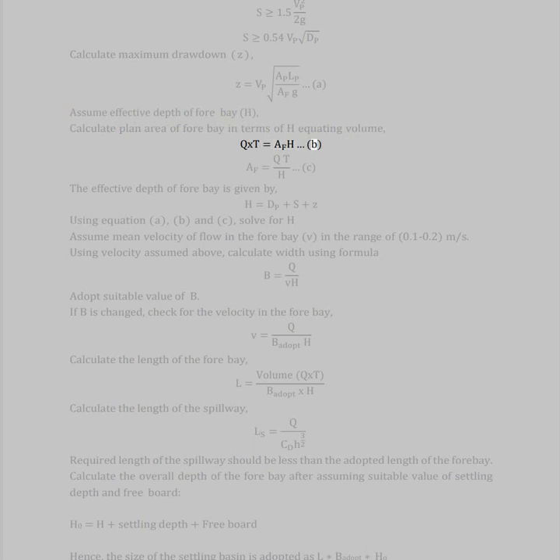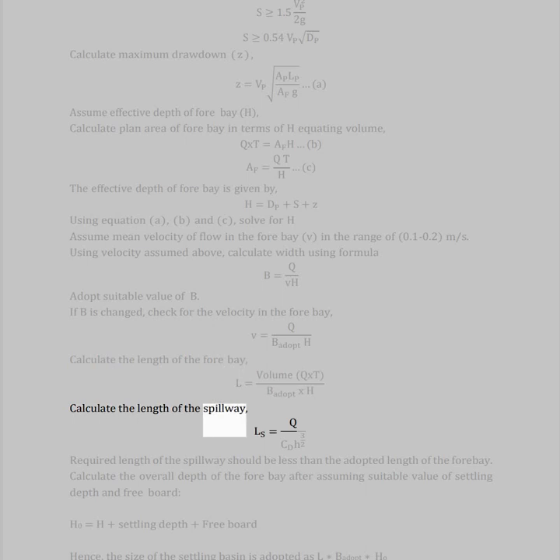A equals QT/H. The effective depth of forebay is given by H equals D plus S plus Z, using equations A, B, and C. Solve for H. Assume mean velocity of flow in the forebay, V, in the range of 0.1 to 0.2 m/s. Using the velocity assumed above, calculate width using the formula B equals Q/(V H). Adopt a suitable value of B. If B is changed, check the velocity in the forebay: V equals Q/(B H). Calculate the length of the forebay, L equals volume, Q times T, divided by B times H.